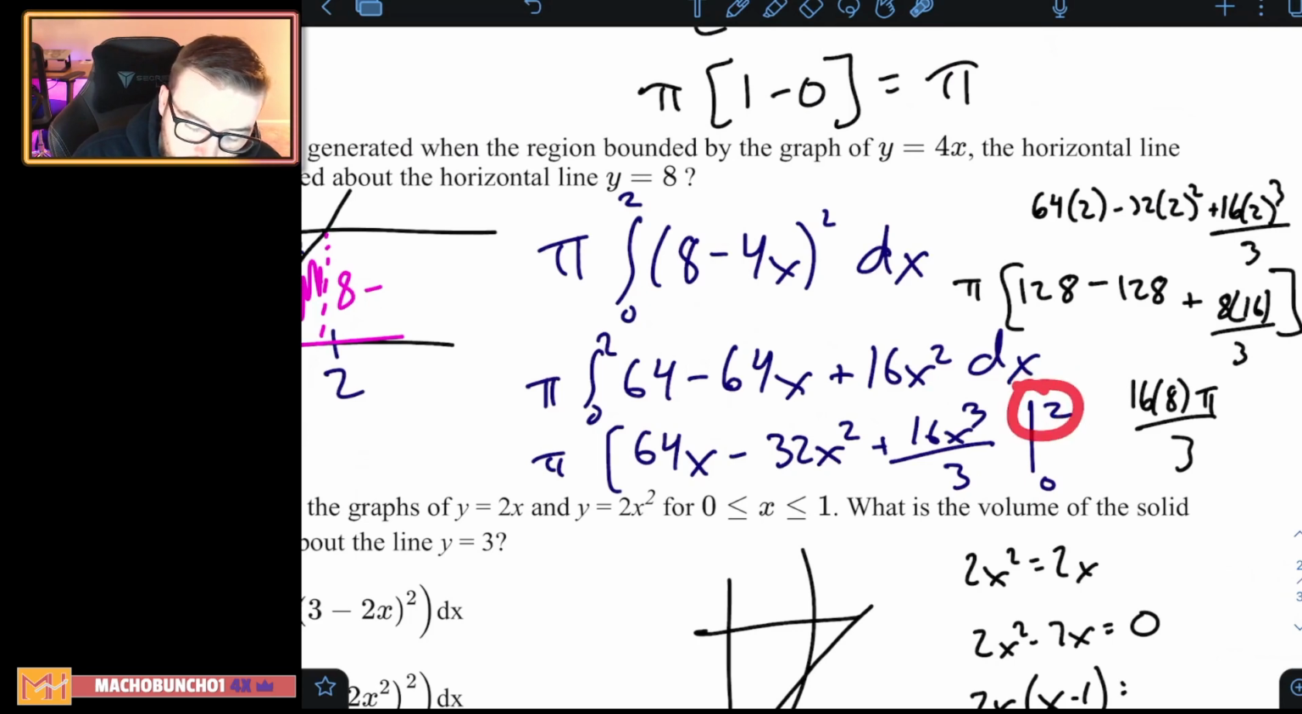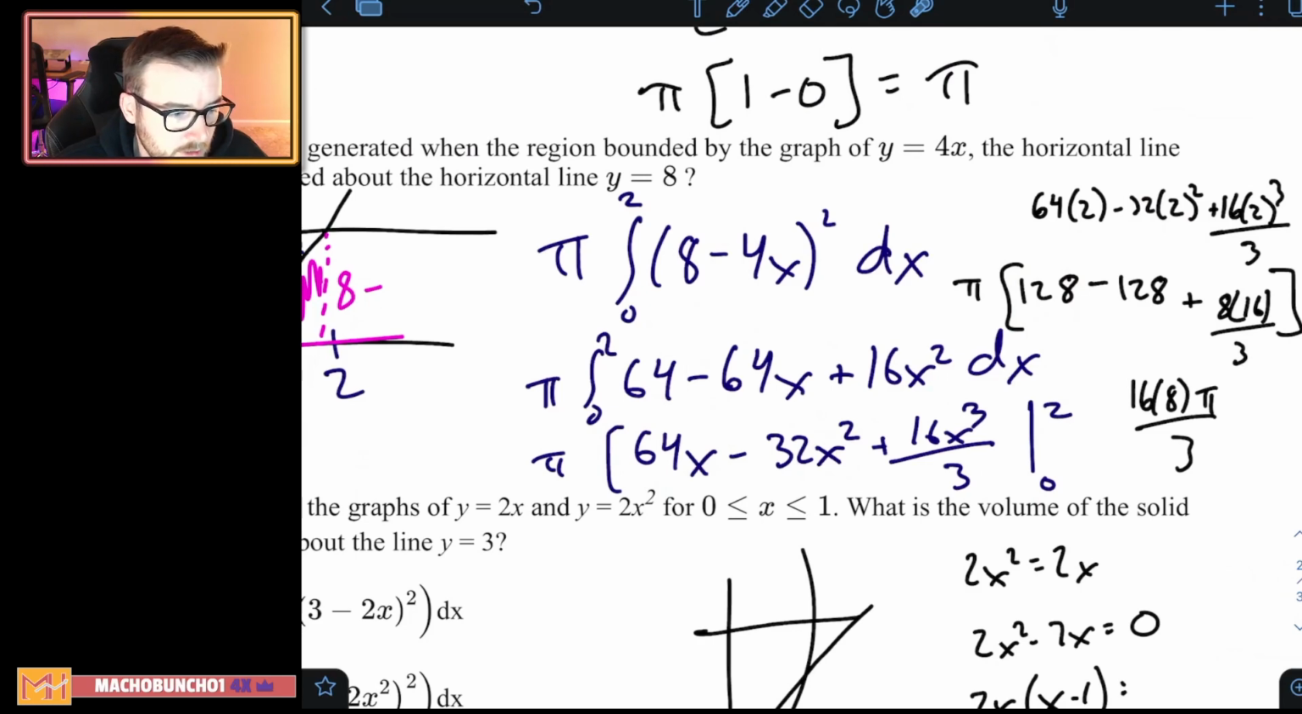You plug in the 2, 64 times 2. I wrote it up here. 64 times 2 is 128. Plug in the 2 here. That's 2 squared. So that's going to be 4. 4 times 32 is 128.